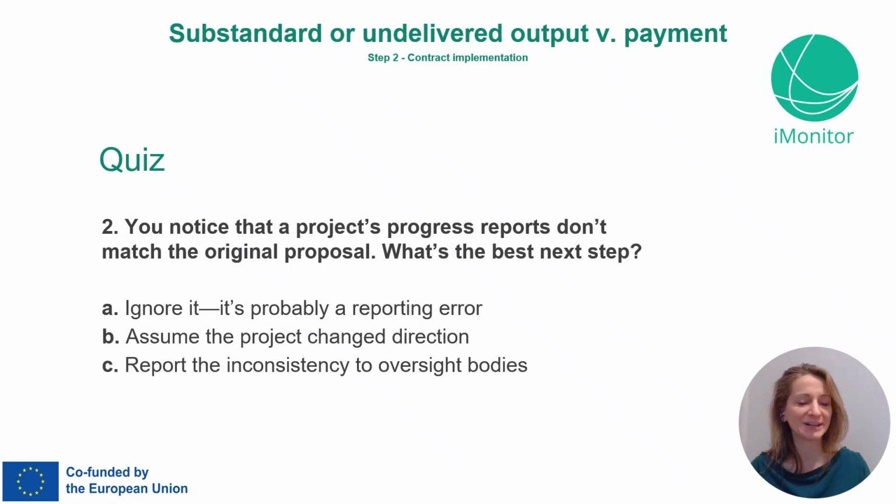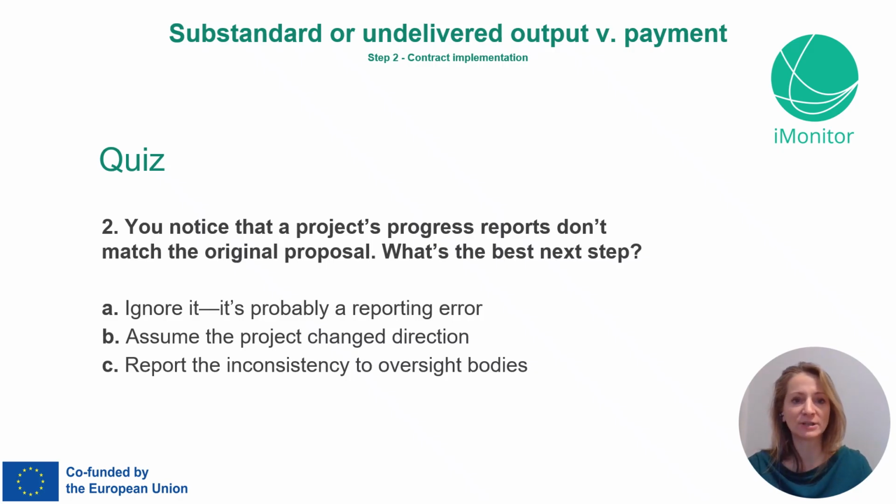Let's start with a second question. You notice that a project's progress reports don't match the original proposal. What is the best next step? A. Ignore it. It's probably a reporting error. B. Assume the project changed direction. C. Report the inconsistency to the oversight bodies. And the correct answer is C. Because inconsistencies in documentation can indicate fraud and should be reported for further investigation.